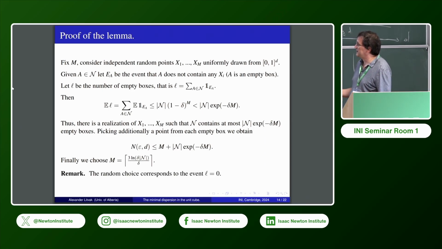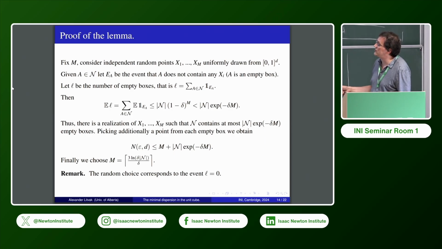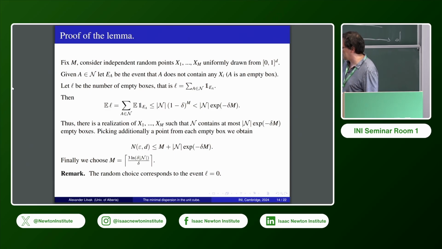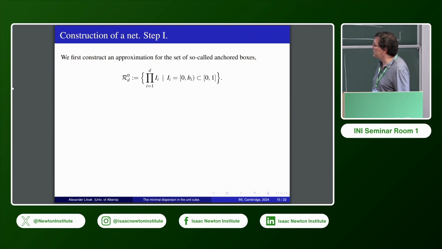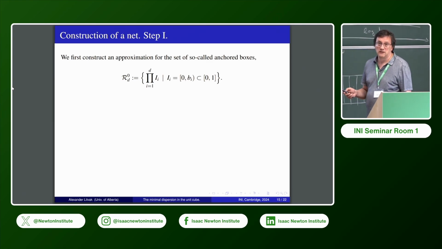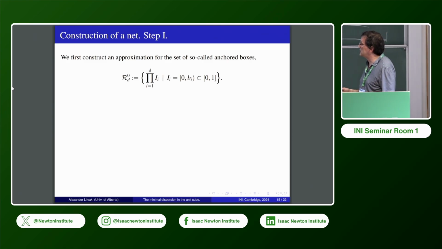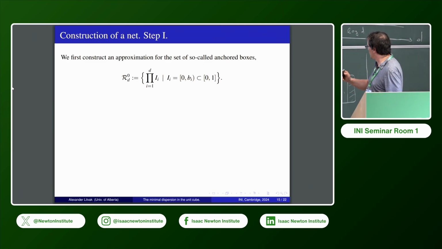And just one remark: in all previous papers we estimate that each box contains at least one random point, which would correspond to estimating the probability that L is 0, which is even easier. So this is the improvement in the bound, and now I will give an idea of how to construct the set of test boxes.